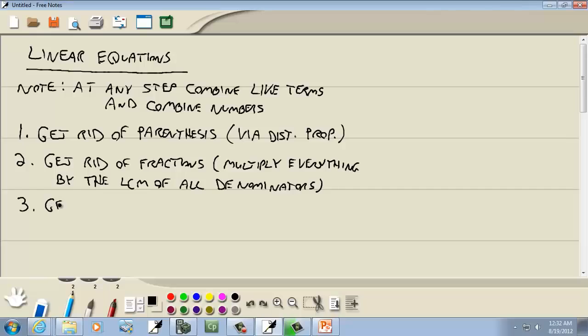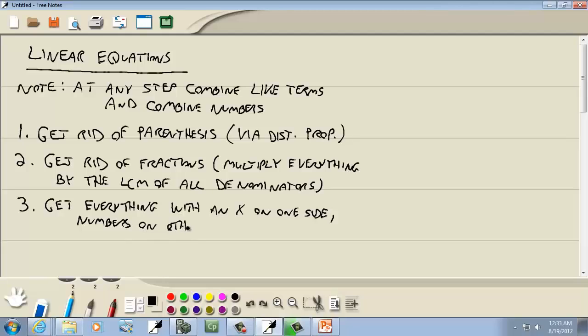Step 3. Get everything with an x on one side, numbers on the other side. Step 4. Divide both sides by the number in front of the x.